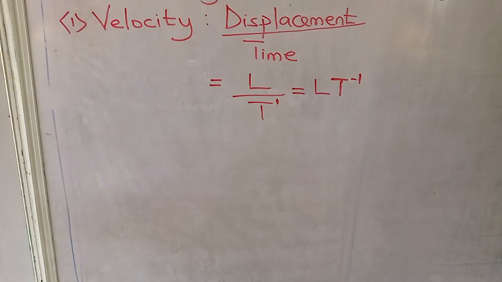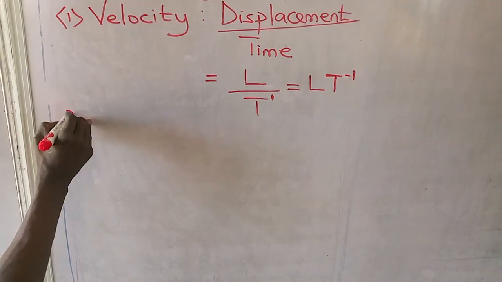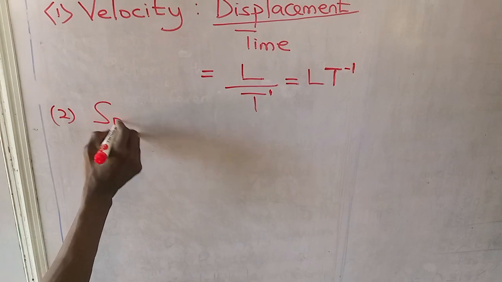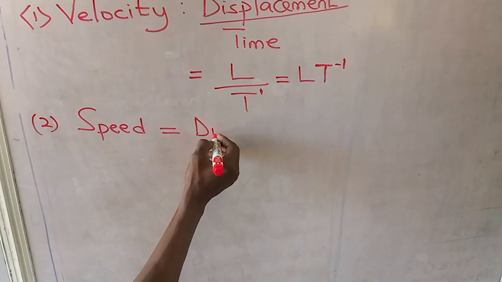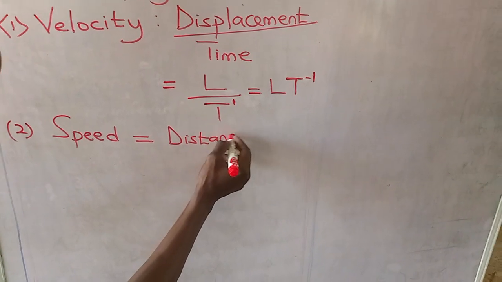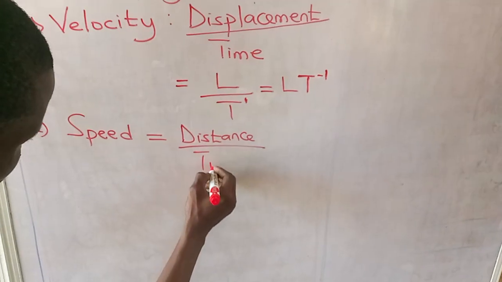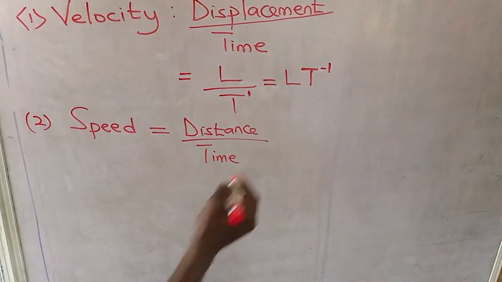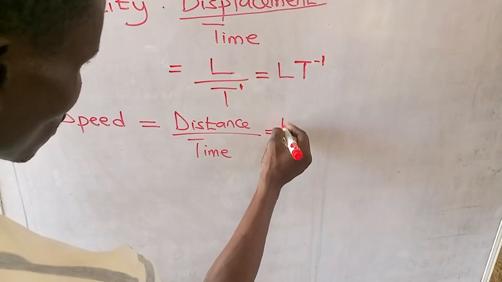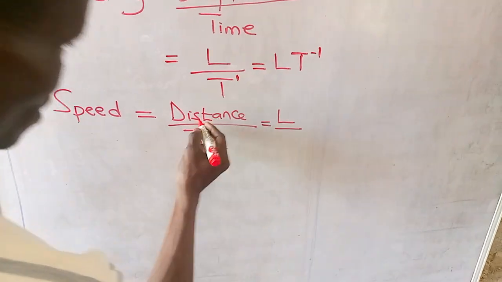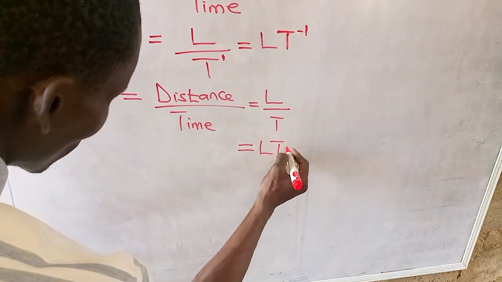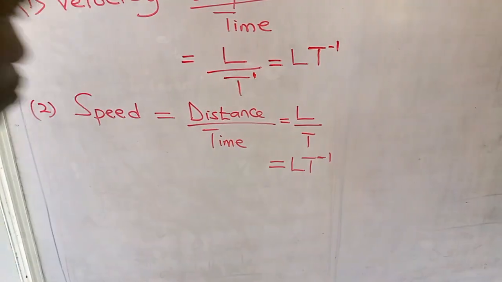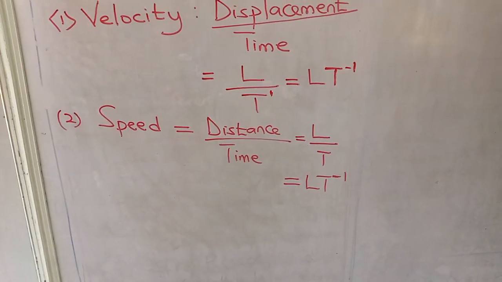I hope that is clear. Then the second one, let's consider speed. Speed is distance over time. So that will still be length, that's distance, is length over time, and invariably that will also be LT raised to power minus 1.